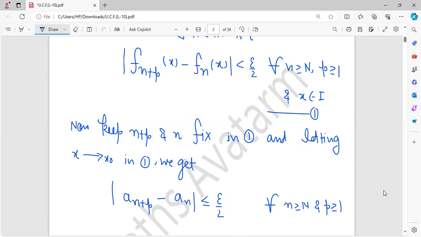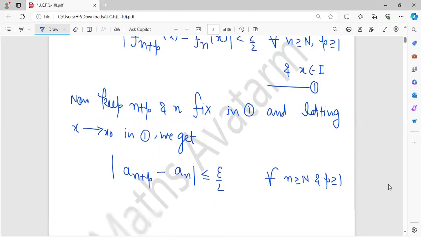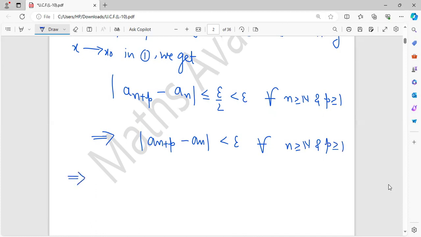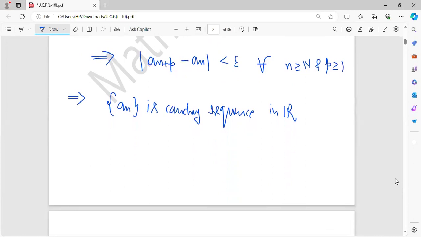But this is strictly less than epsilon. So |a_{n+p} - a_n| is less than epsilon for all n greater than or equal to N and p greater than or equal to 1. So what does it mean? It means this a_n is a Cauchy sequence in R, and we know that a Cauchy sequence is always convergent in R because R is complete.